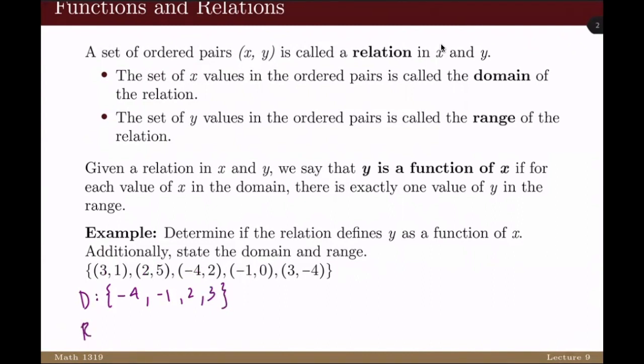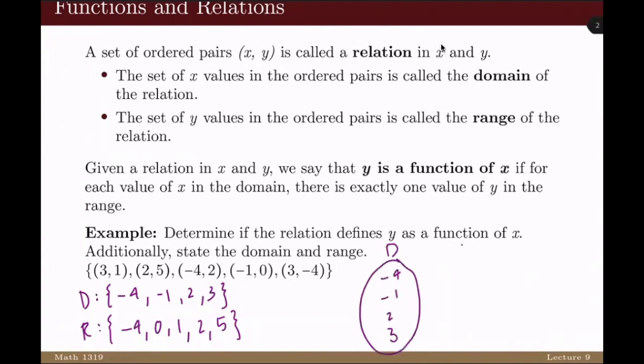And now for the range, let's see, the smallest number is going to be -4. Then we have 0. Then we have 1, and then 2, and then 5. Now to determine whether or not this relation is a function, I'm going to draw a picture. So we'll have the domain over here, which is -4, -1, 2, and 3. And then we'll have the range over here, which is -4, 0, 1, 2, 5.